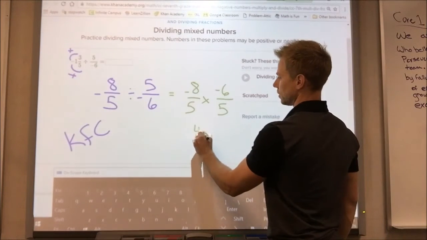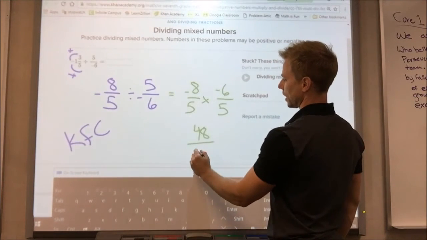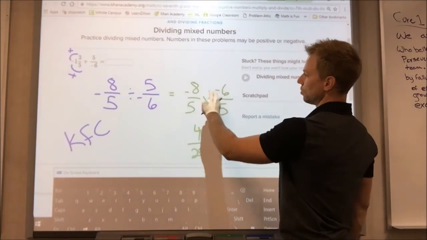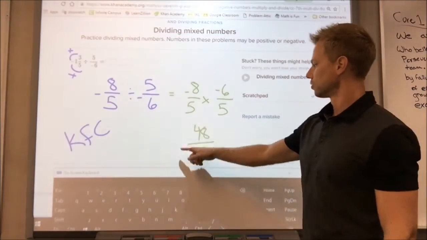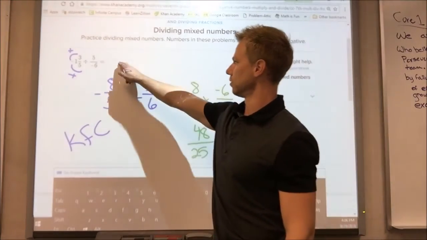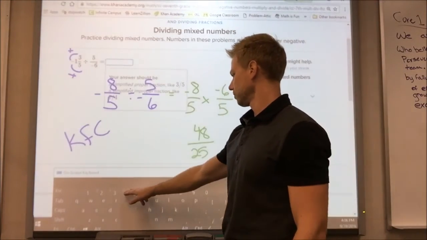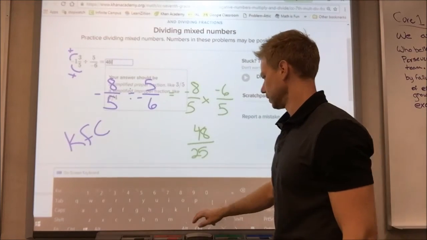8 times 6 is 48. 5 times 5 is 25. 2 negatives, when you're multiplying and dividing, become a positive. So my answer is positive 48/25. I plug that in.